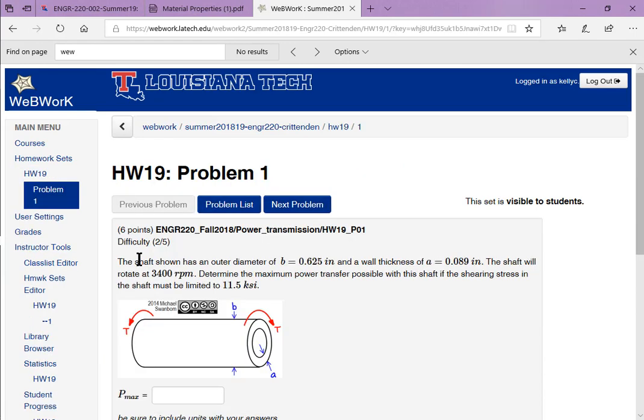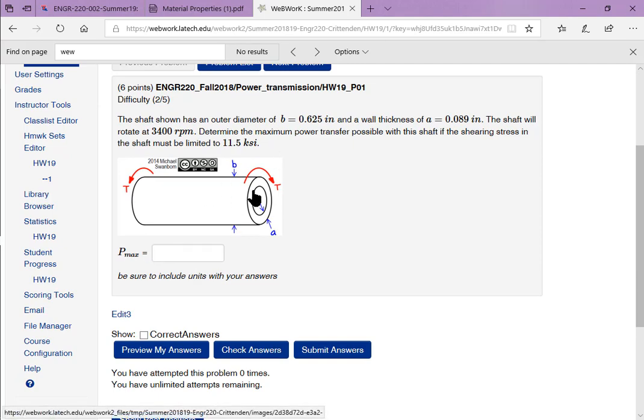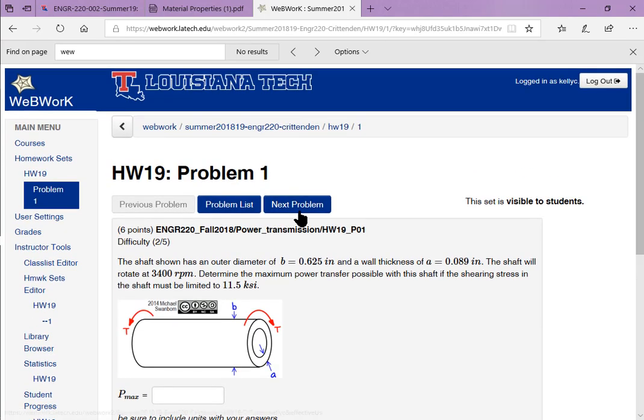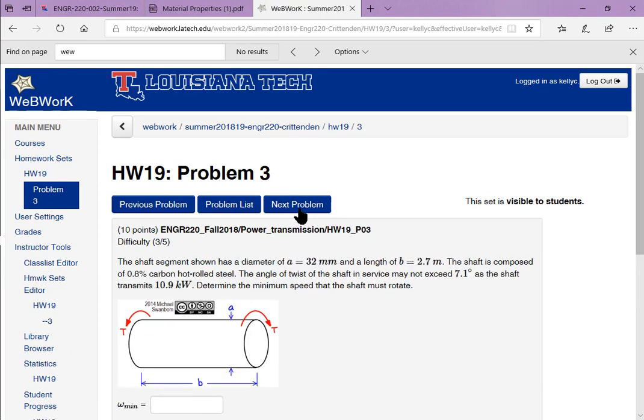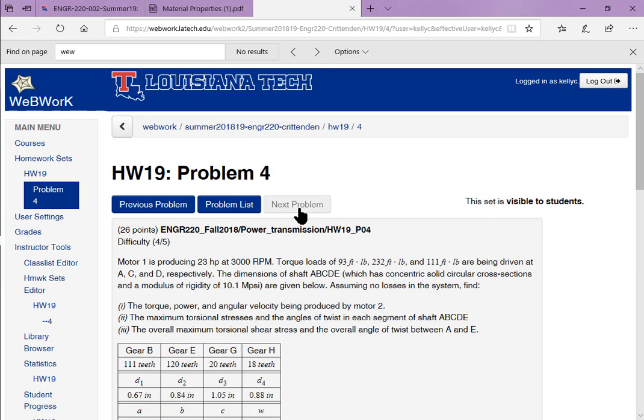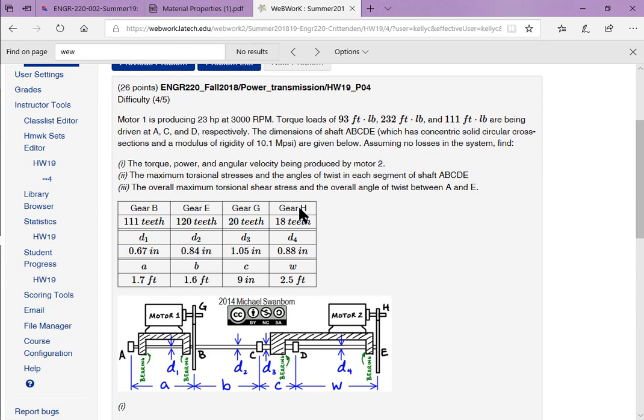There's some power transmission. That one doesn't have any gearing. That's basically what we did just at the beginning of the class. More of the same. This one's a lot trickier. It does have gears in it. I don't know if it has any power losses. Oh yeah, this one says assuming no losses in the system. This one is pretty interesting.